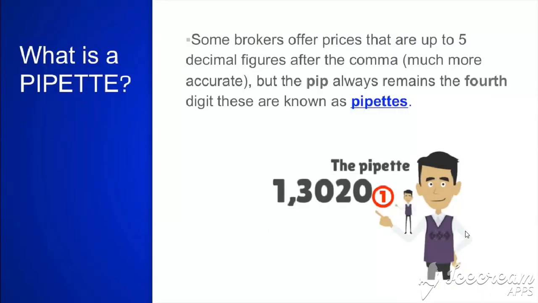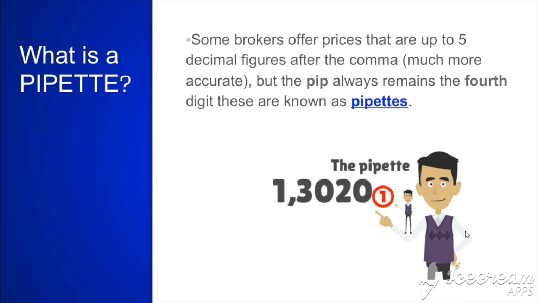Before I go ahead and do another example, I did have to mention the pipette. Some brokers offer prices that are up to 5 decimal figures after the comma, and it's much more accurate, so they say. Really, what I say is it really just gets in your way, makes you mad, and you thought that you were calculating pips, but you really got confused with the 5th digit. So know that number is the pipette.